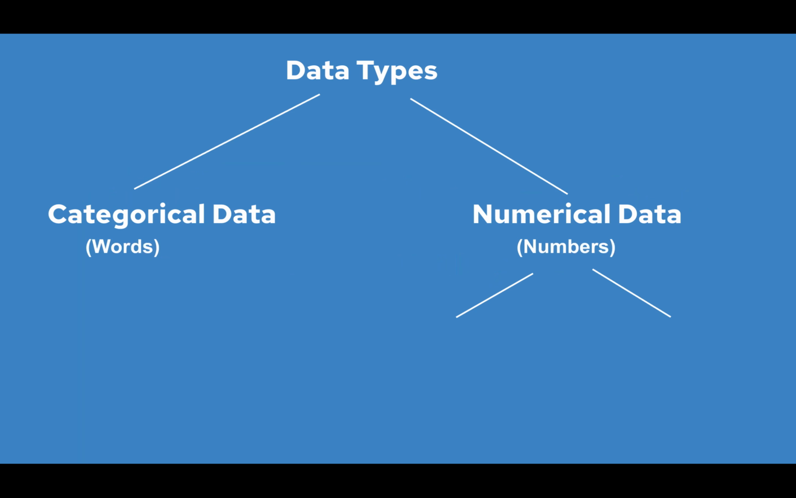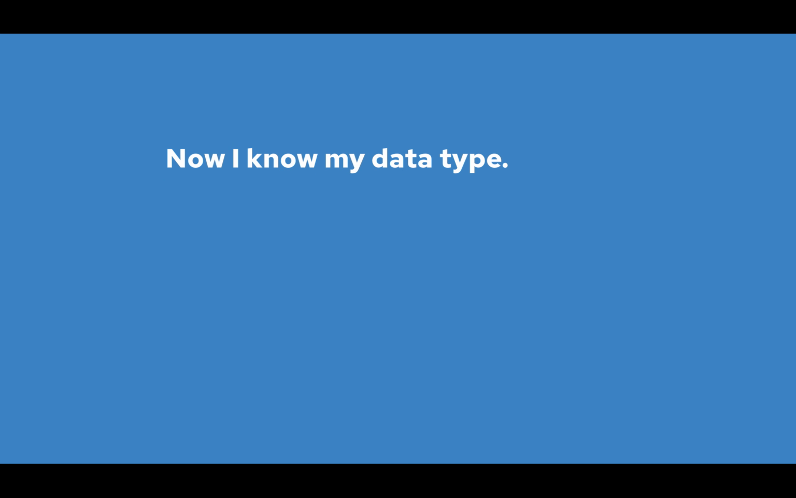For the numerical, there's two different types. You could have discrete, which is counted. For example, let's say you're counting how many cars go by in the next hour, or continuous. Instead of counting the cars, maybe you're measuring the length of each car. So now you know the type of data that you have. Now we need to figure out the kind of graph that we need to make.